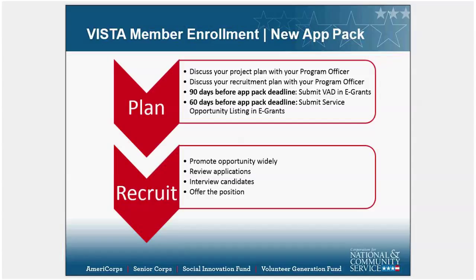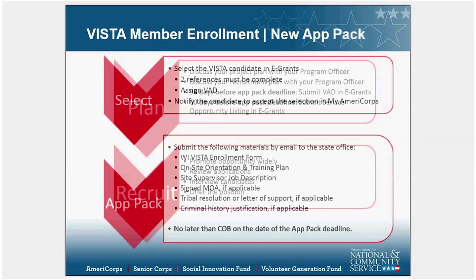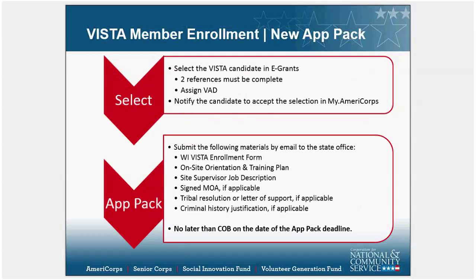When that candidate says that they want to accept the position, that's what takes us on to the next step here, which is the selection phase. So once a candidate says they're going to accept your offer, you're going to do the following. You're going to go into eGrants and you're going to fill out the sponsor recommendation tab. That's how you start the process in the portal of selecting that application and that member. When you're doing that, you're going to choose the VAD that aligns with that project.